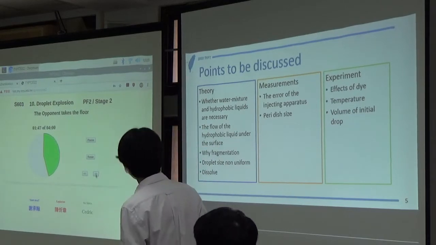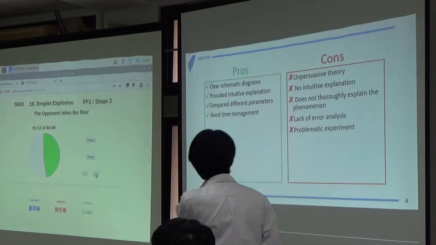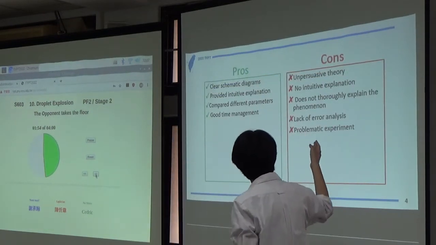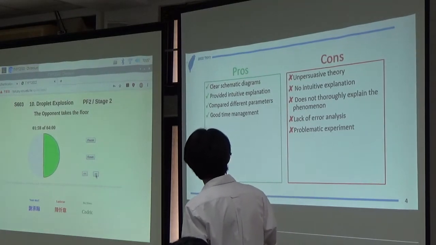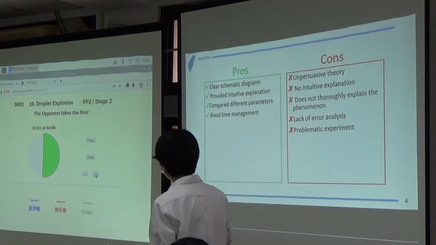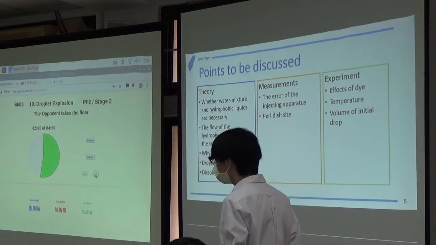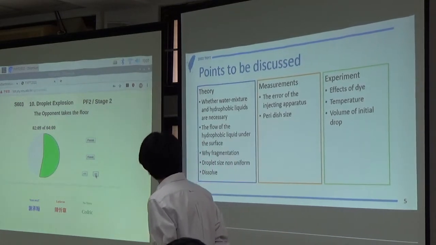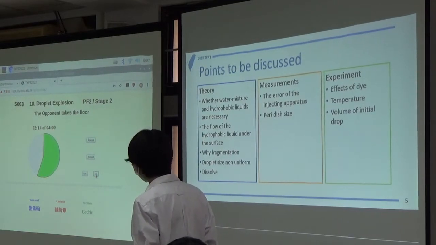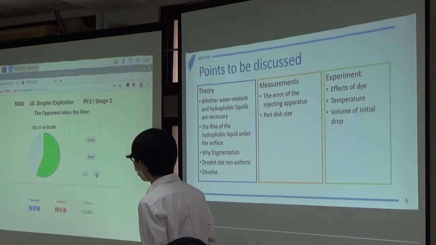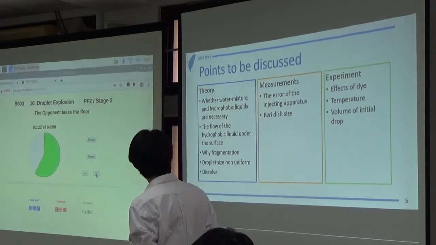Okay, moving on to the cons. They have an unpersuasive theory, a non-intuitive explanation that does not roughly explain the phenomenon, a lack of error analysis, and a problematic experiment. So we're now moving on to the points we will discuss. First, we'll talk about the theory, whether the water mixture and hydrophobic liquid are necessary, which is in the problem statement, and also the flow of hydrophobic liquid under the surfaces.